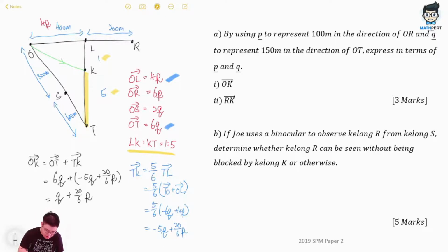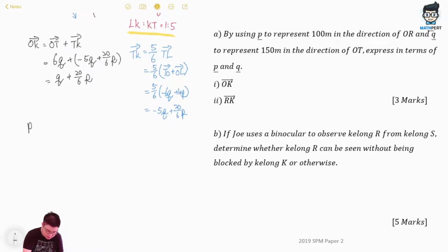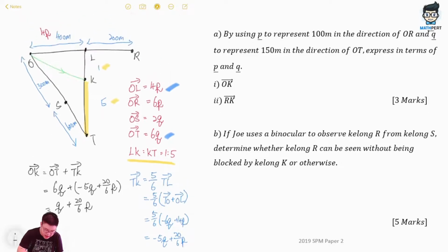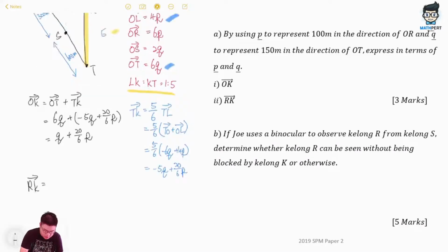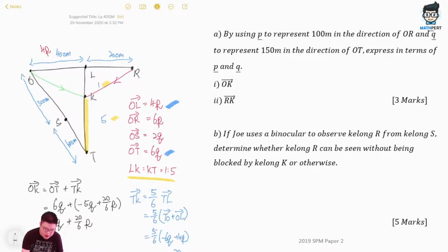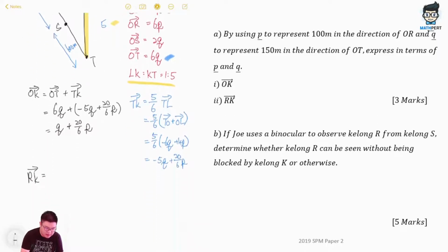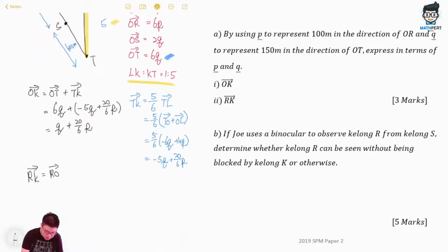Right, so RK is over here. So where is RK? RK is, okay, let me use another color. RK is this one. So how do we get RK? We have OK now. So can we use OK to find RK? Right, so RK is equals to RO plus OK.